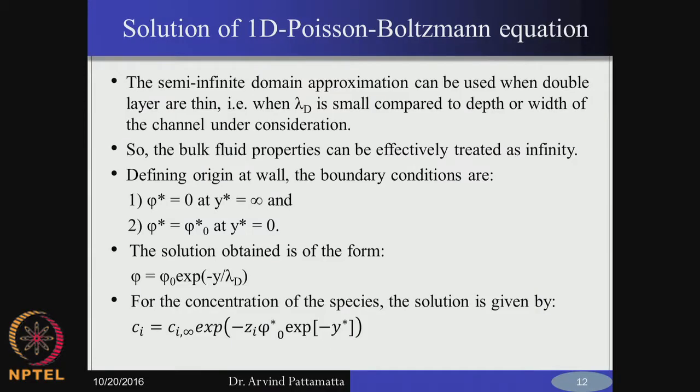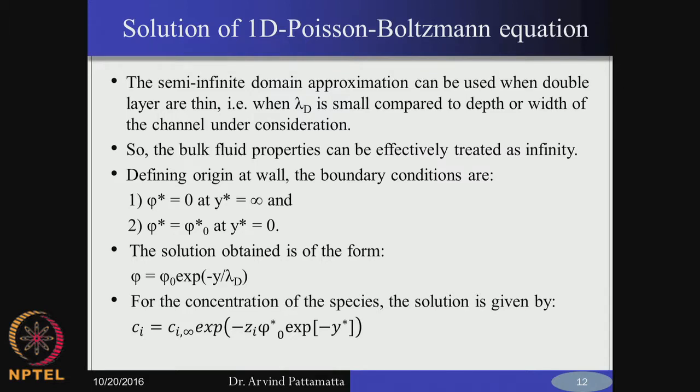And you can write this as y star, which is nothing but y by lambda d, right. So, if you substitute this into the Boltzmann distribution for concentration, you can get an elaborate expression for Ci. Is it clear till here? So, this is the solution to the one dimensional Poisson-Boltzmann equation.